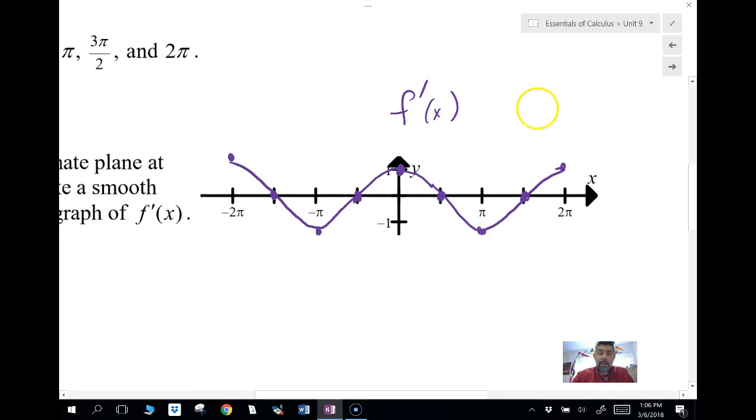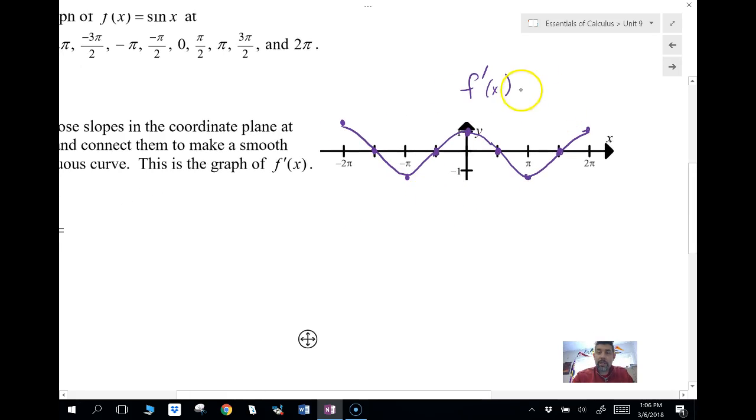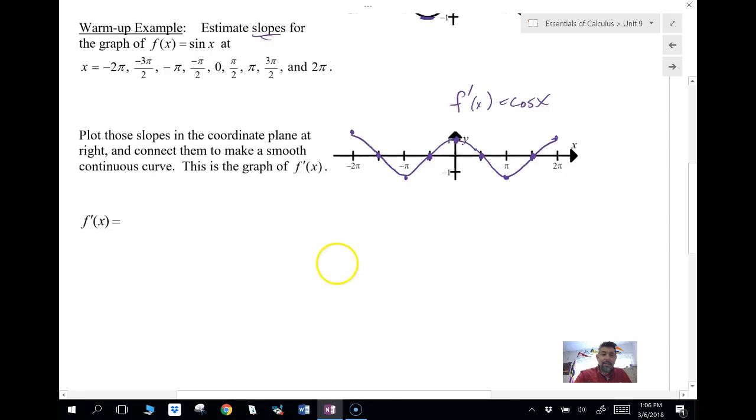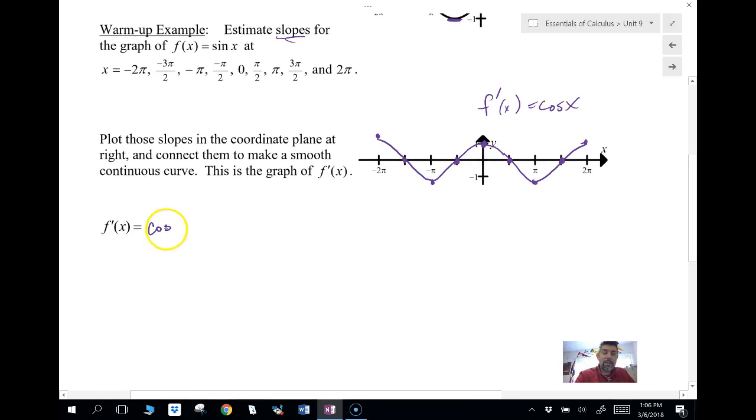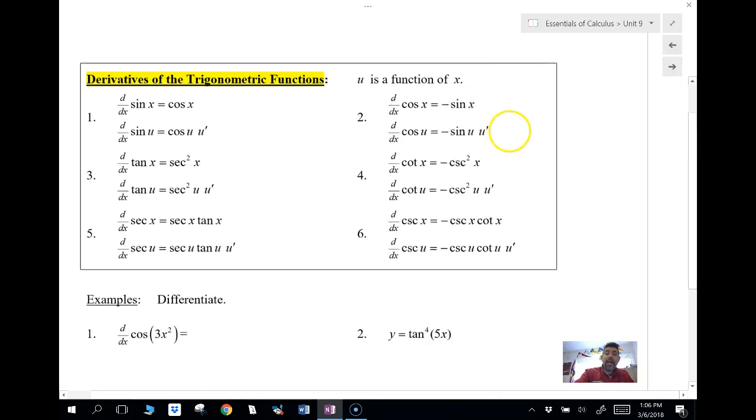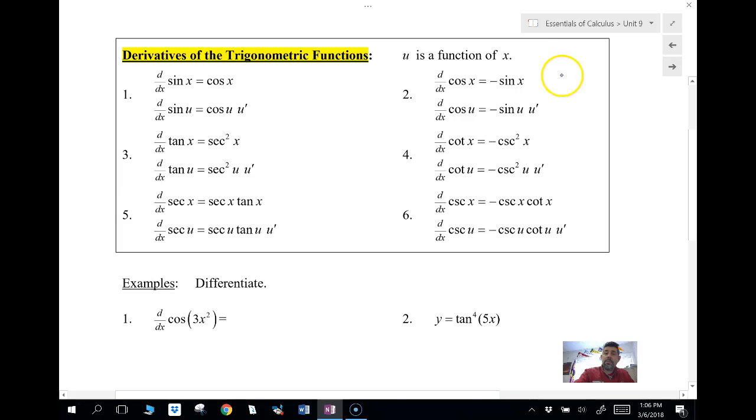So what does that look like? That looks like cosine. And guess what? It is cosine. The derivative of sine is cosine. All right? So the derivative of sine is cosine. That's kind of neat. All right, so because they're periodic like that, they're essentially going to give us another periodic function. So here's a table, and you should really, these are just chain rule.